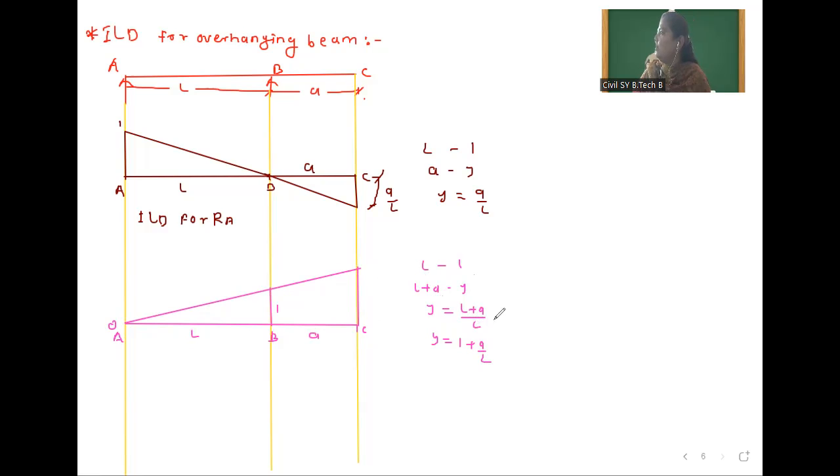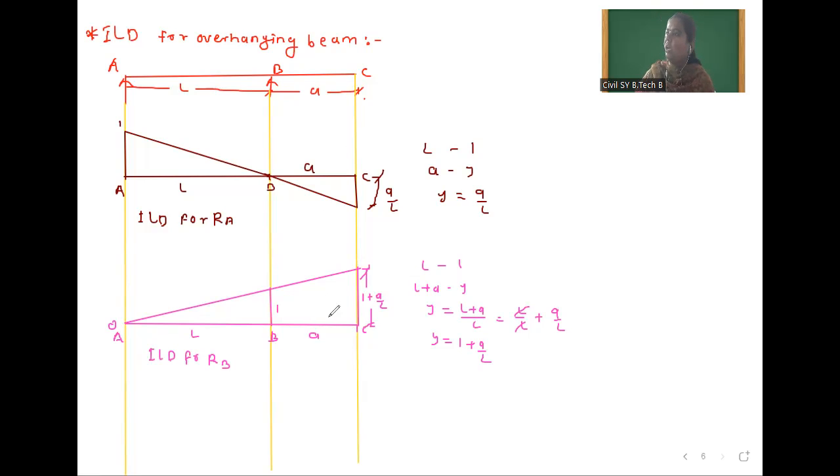y is equal to 1 plus a divided by L, that is L divided by L plus a divided by L. This gets cancelled, so 1 plus a by L. That means this value is nothing but 1 plus a divided by L. So this is the ILD for RB. Then we will draw ILD for shear force.